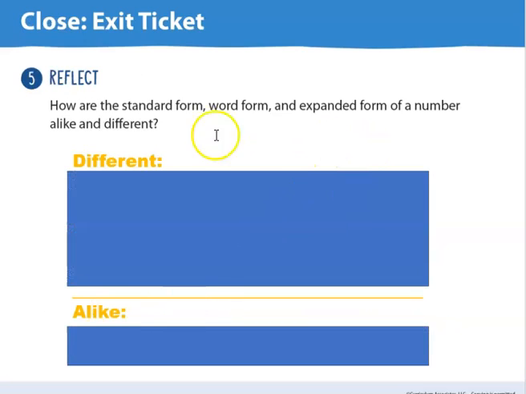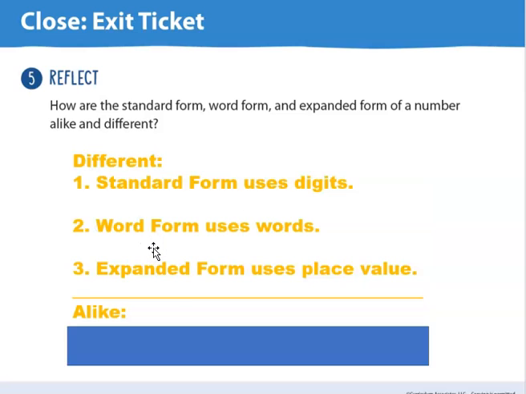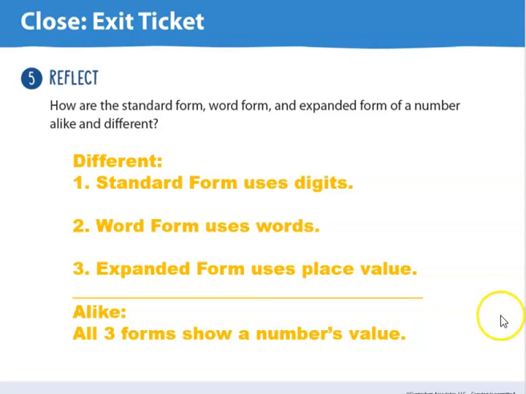Okay, let's talk just a minute. How are our 3 forms alike and different? Standard form, word form, and expanded form. We know they're different. They're different because standard form uses digits, word form uses words, and expanded form uses place value. We know they're alike because all 3 forms do show a number's value.